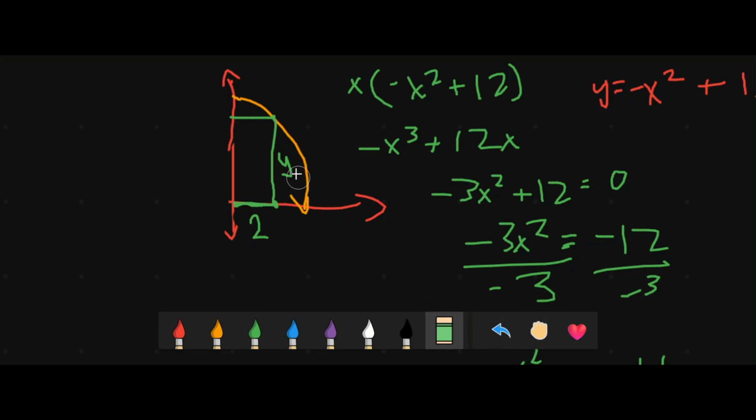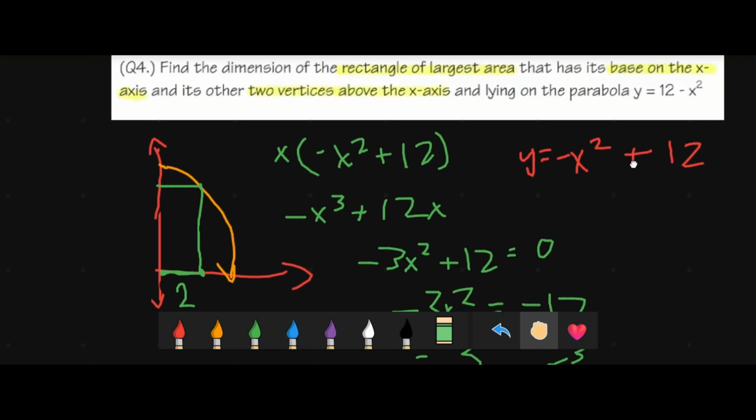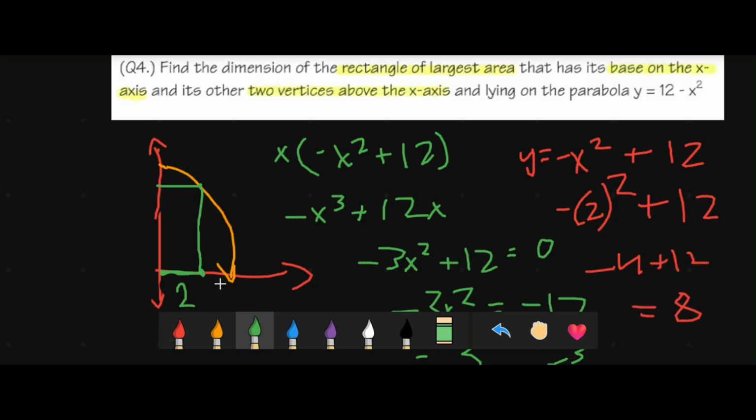So what's the y coordinate? Well, we can find that as well. We can just plug it into this expression right here. After we plug it in, we get negative 2 squared plus 12, so negative 4 plus 12, which is equal to 8. So what have we found?